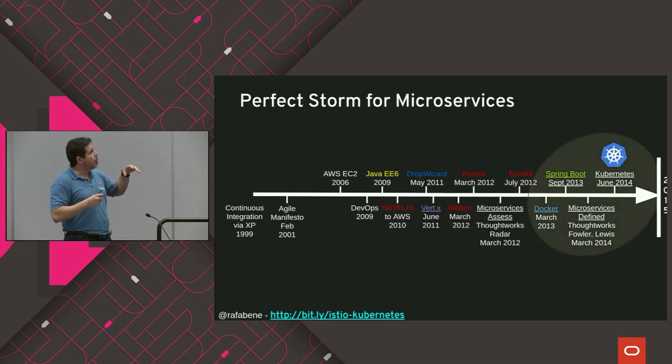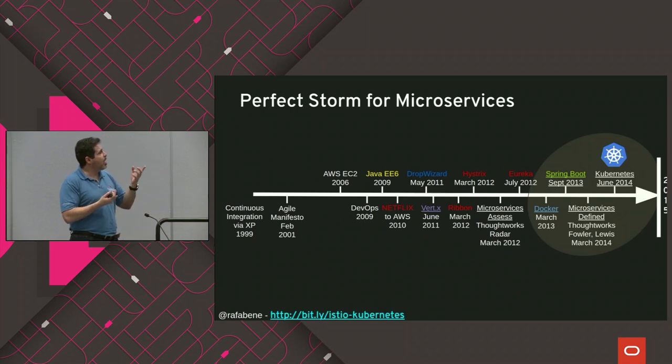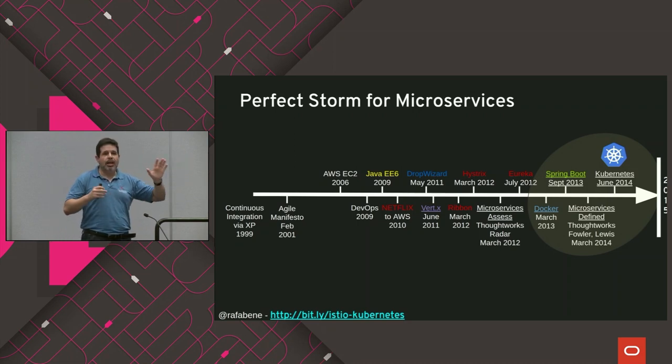Then happened what I call the perfect storm for microservices. We have in the Java world Spring Boot, so we don't use application servers. We have containers. Microservices were defined by ThoughtWorks, by Martin Fowler. Kubernetes was also released in 2014, so since 2015, everyone is going crazy about microservices.